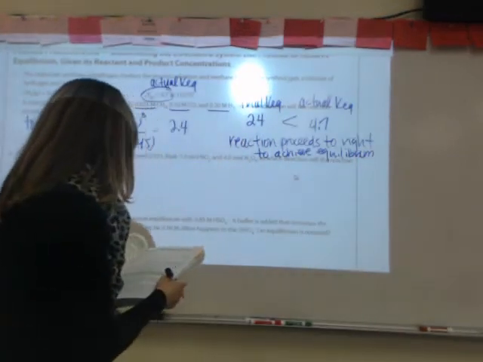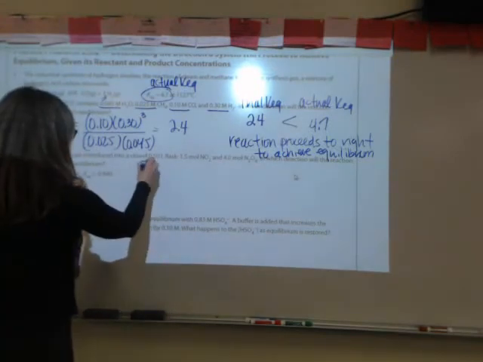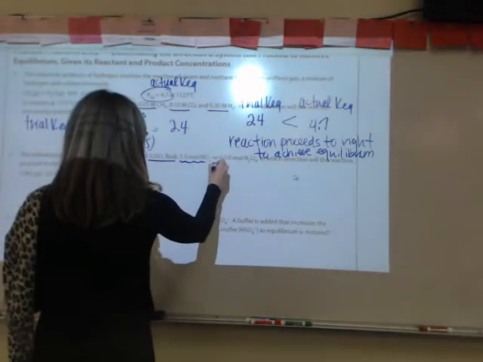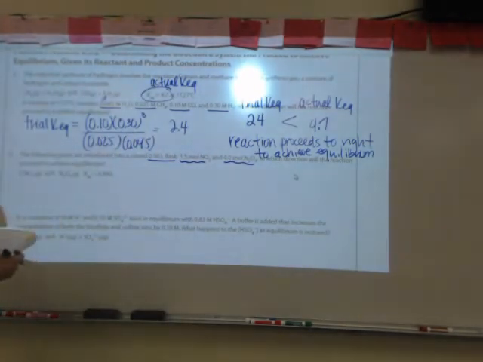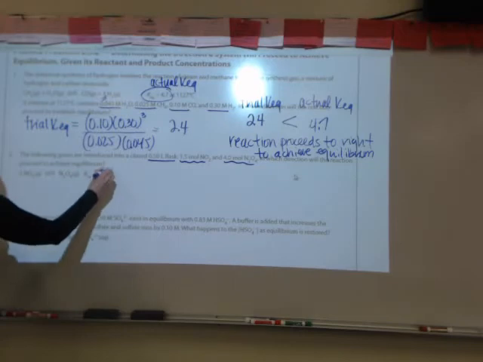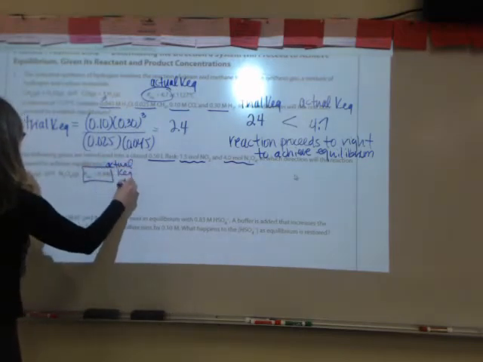Okay. If you take a look at number 2, they give you a 0.5 liter flask with this many moles of reactant and product in it. They want to know in which direction we proceed to achieve equilibrium with this actual KEQ value.